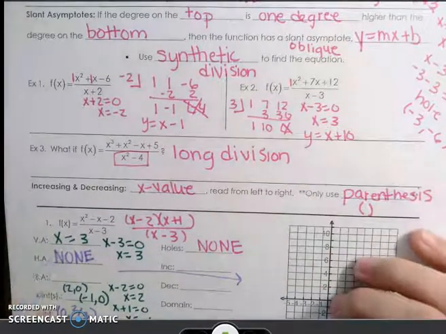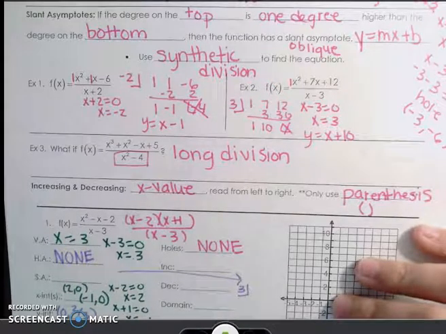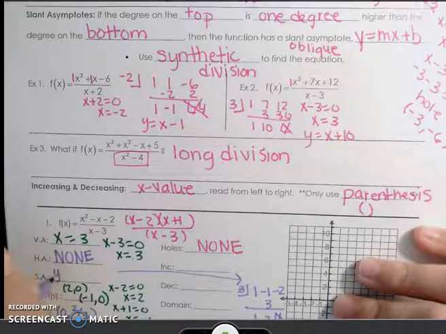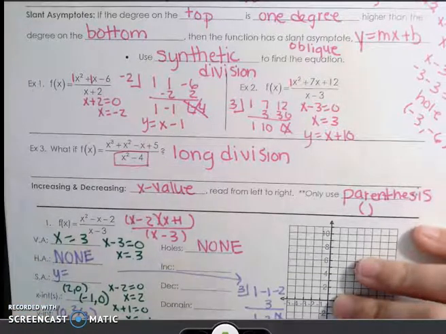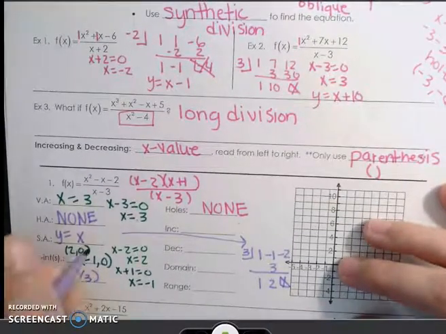So in my box, I've already solved this part, so my answer is 3 that goes in my box. And then up top, I have 1, negative 1, and negative 2. Bring down the 1, multiply, add. Again, remember, you don't care about your remainder. So your slant asymptote is y equals 1x, or just x, plus 2.